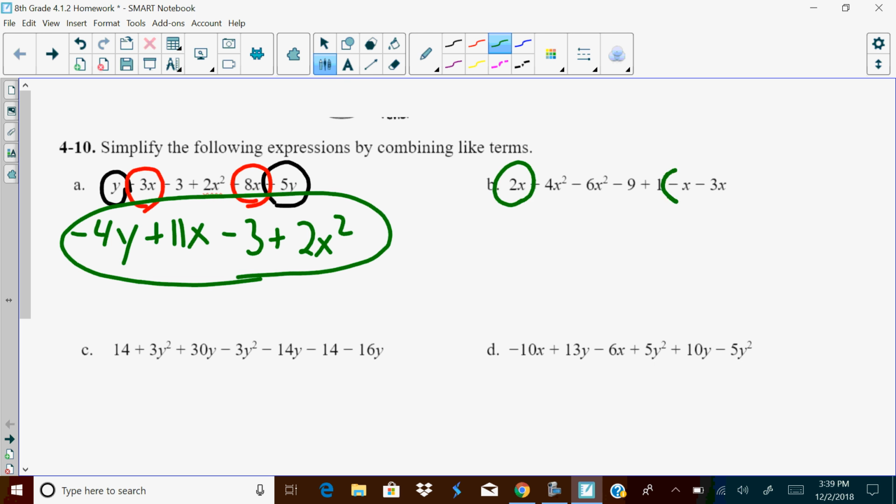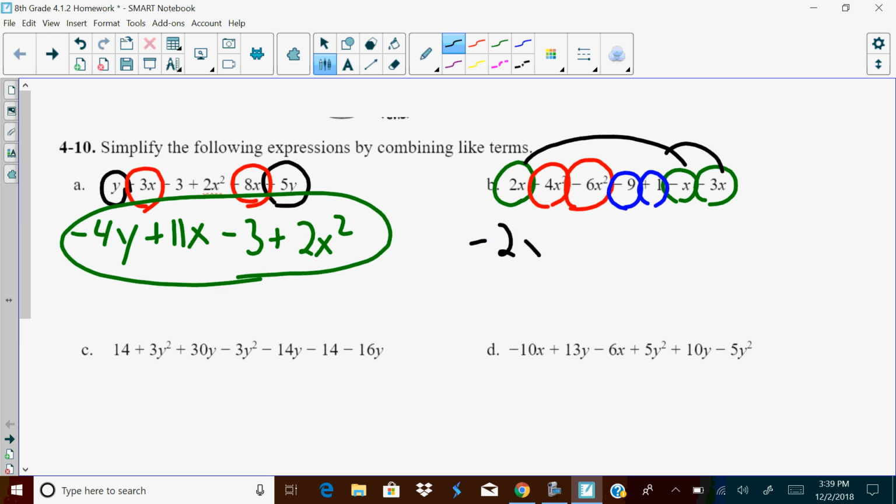I also have a negative x and a negative 3x. I have a 4x squared and a negative 6x squared. And then I have a negative 9 and a positive 1. So when I combine the x's, I get 2 minus x, which is 1, minus 3 is going to give me a negative 2x. Positive 4 minus 6 is a negative 2x squared. And then negative 9 plus 1 is going to be minus 8.